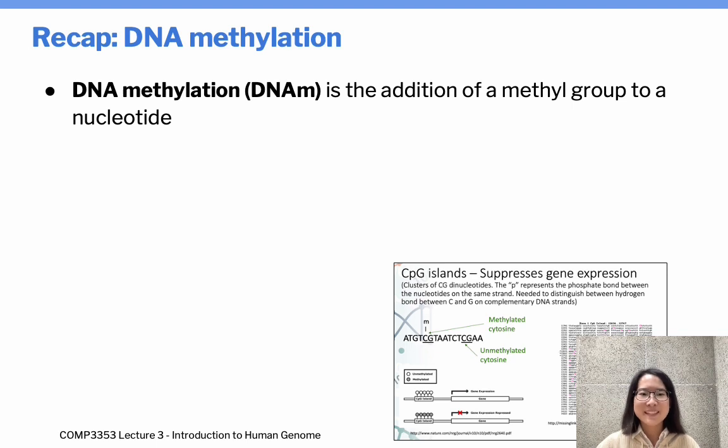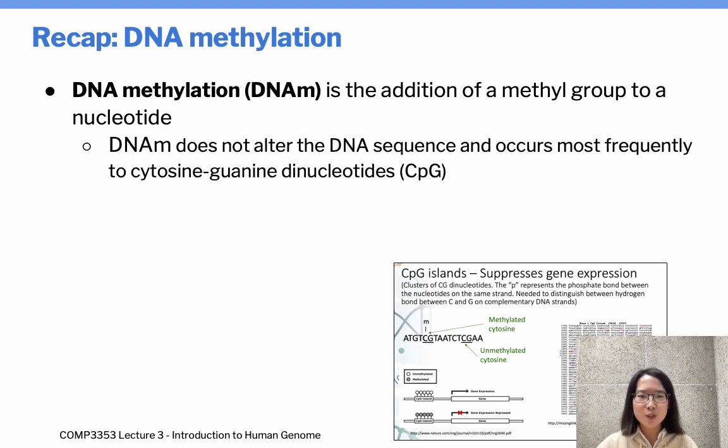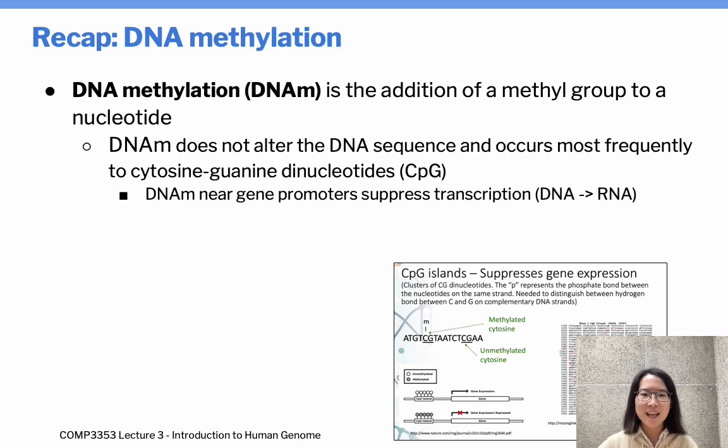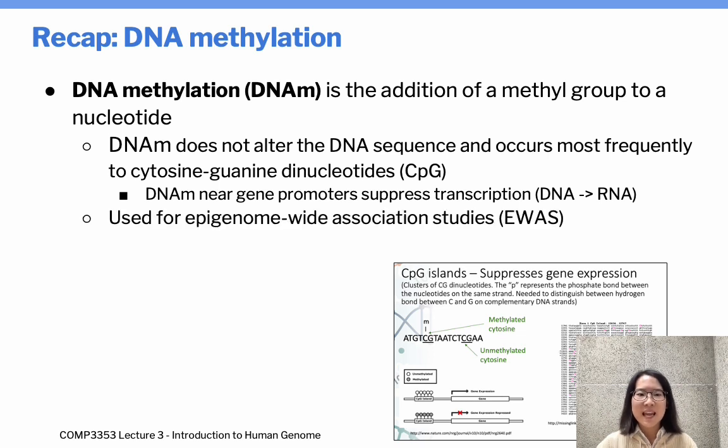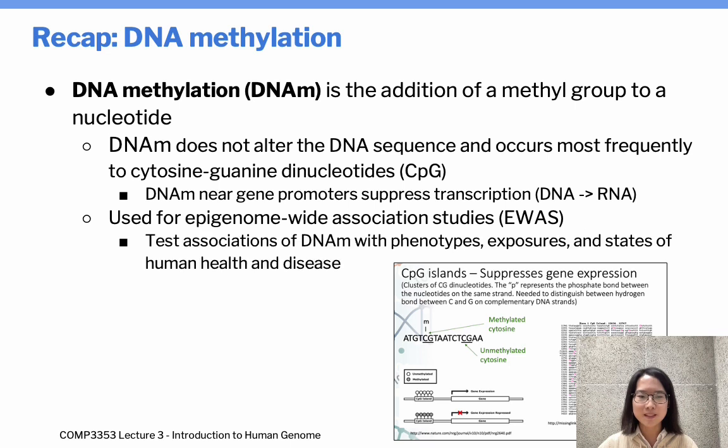Just a quick recap, DNA methylation, or DNA-M for short, is the addition of a methyl group to a nucleotide. DNA-M does not alter the DNA sequence and occurs most frequently to cytosine guanine dinucleotides, or CpG for short. DNA-M near gene promoter can suppress transcription, and DNA methylation data analysis is used for epigenome-wide association studies, or EWAS for short. What EWAS does is that they test association of DNA-M with phenotype, exposure, and state of human health and disease.